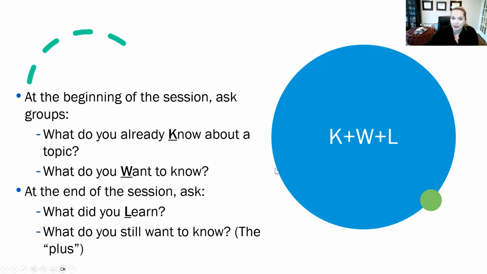KWL, at the beginning of the session, you can ask groups, what do you already know about a topic? So you'll see some overlap there with testing effect and free recall. What do you want to know about the topic? And you can ask them to submit that to you on a piece of paper or via QR code or in the chat. Again, allowing you to tailor your discussion throughout the session or throughout the course.